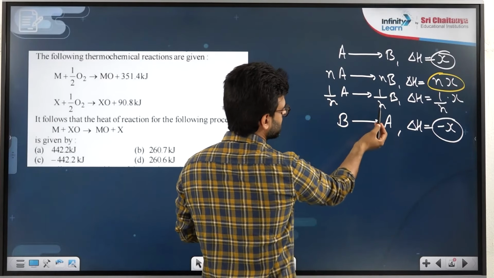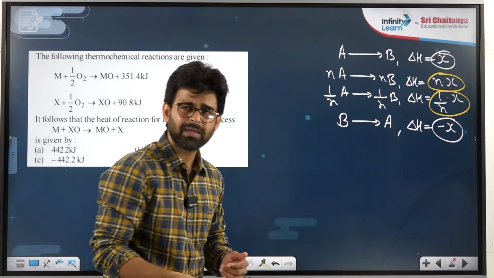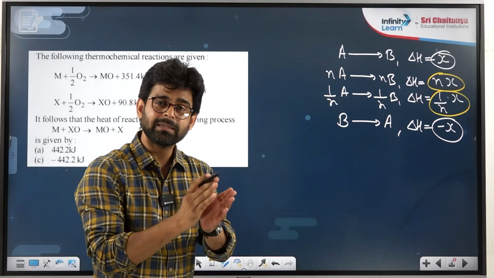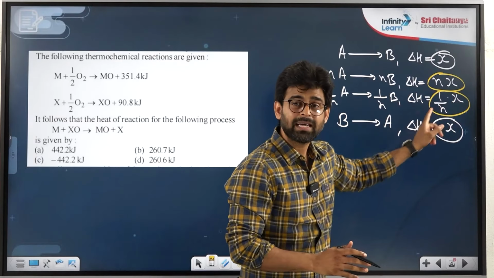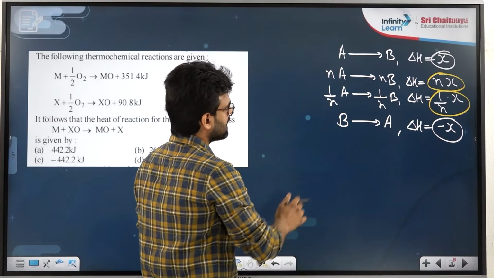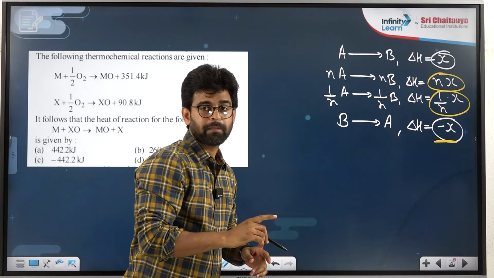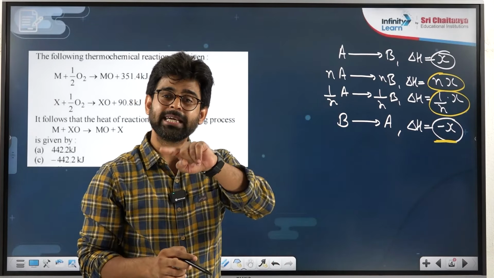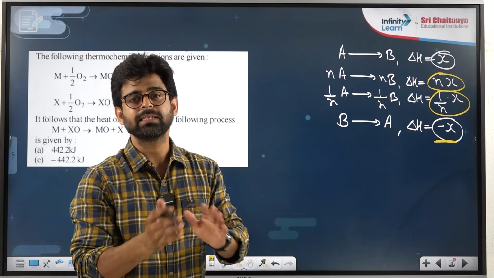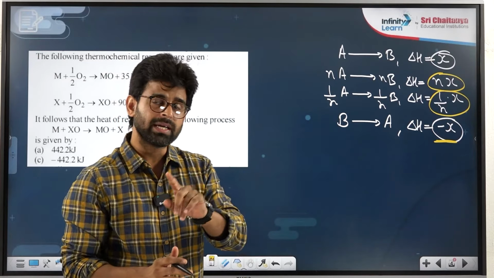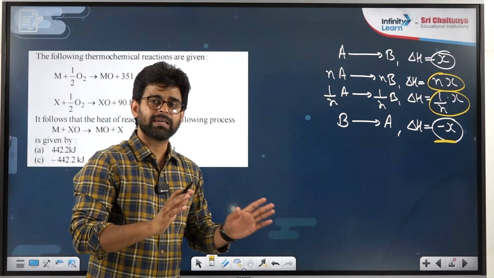If I divide my equation by N, or I can say I am multiplying my equation by 1 by N, so I am multiplying my delta H by 1 by N. Clear? And in this case, I am flipping, so it will get a negative sign. Imagine if forward A to B is endo, then B to A is exo. It will change the sign. Endo becomes exo and exo becomes endo. So we will use these points in solving our questions.